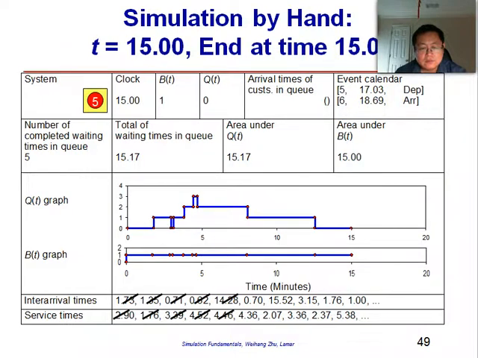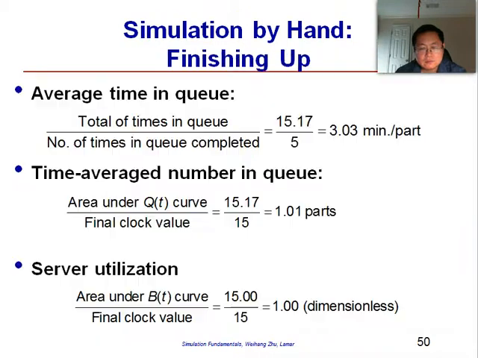At t equal to 15, the simulation ends and part 5 is still being processed. We continue to update the variables, attributes, statistical accumulators, and the graph. We no longer add events since the simulation has finished. In the end of the simulation, we can collect the final statistical accumulators. We have discussed this earlier, and this is similar to the results of the ice cream shop problem. Please spend some time in reviewing these slides.